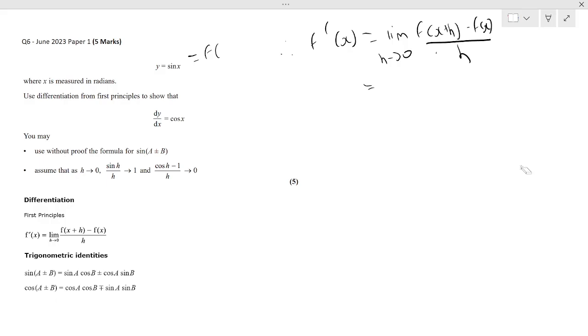The input x goes to x plus h, so that would be the limit as h tends to 0 of sin of x plus h, and then f of x is sin x, so minus sin x over h. By the way, it's a good idea to put the lim here. Make sure you don't forget it. It's hard to say if they're going to be lenient on things like this if you forget your lim h tends to 0 somewhere.